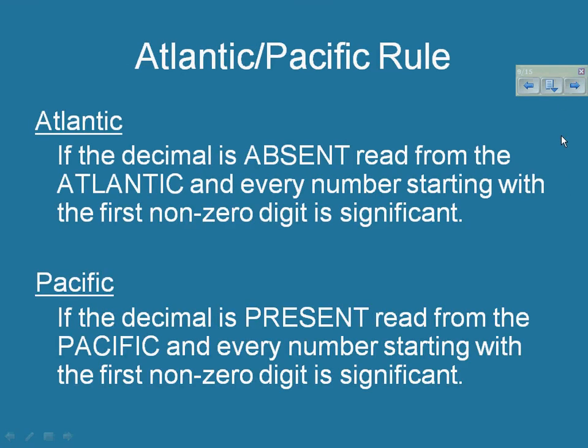Atlantic and Pacific rule. This is just an easy way if you can remember this right and left. Atlantic rule. If the decimal is absent, read from the Atlantic side of the number, and every number starting with the first non-zero digit is significant. If the decimal is present, you use the Pacific rule. You read from the Pacific side of the number, and every number starting with the first non-zero digit is significant, and go to the end of the number. These rules are summarized on your blue handout that I gave you on Friday.